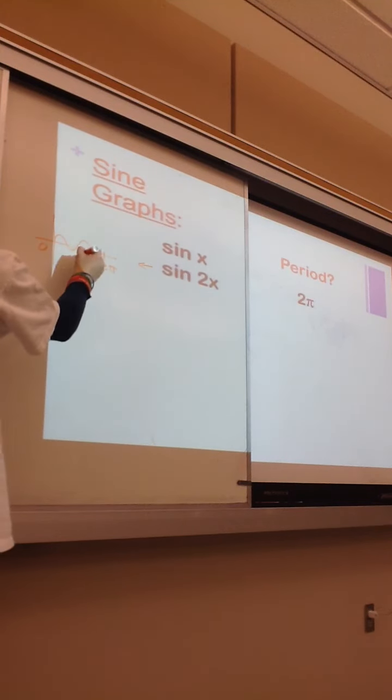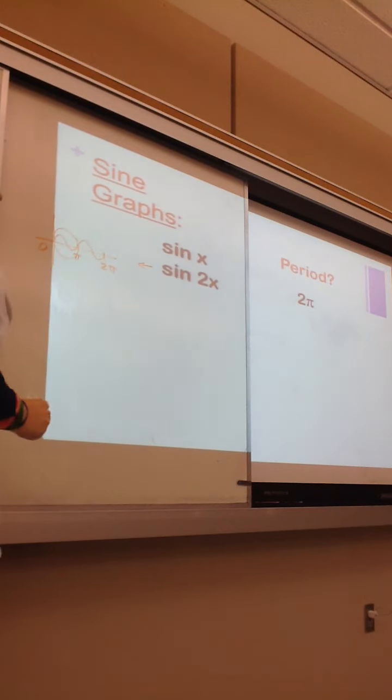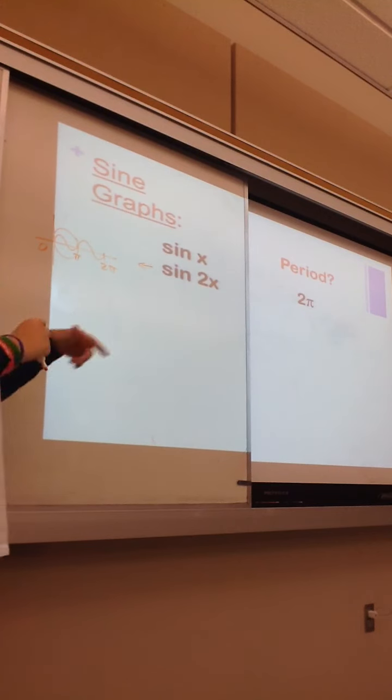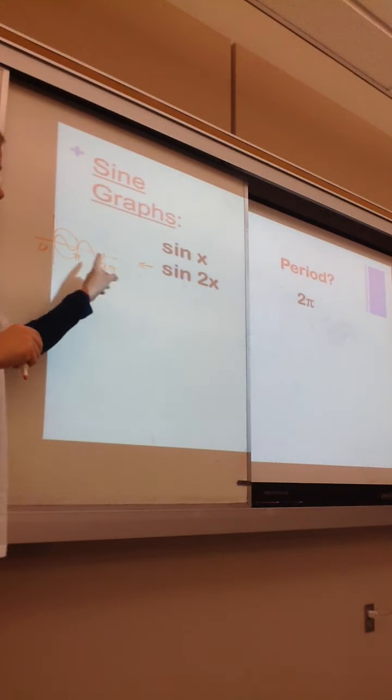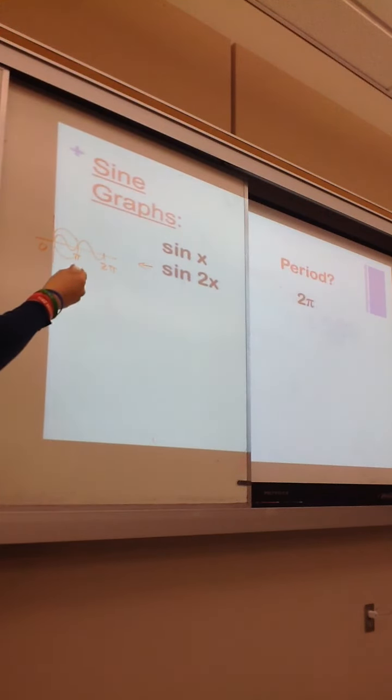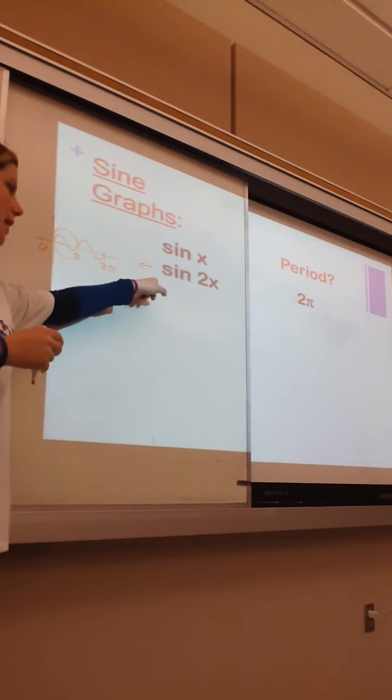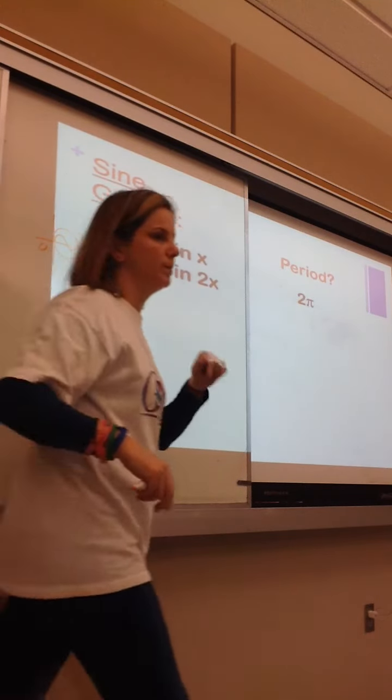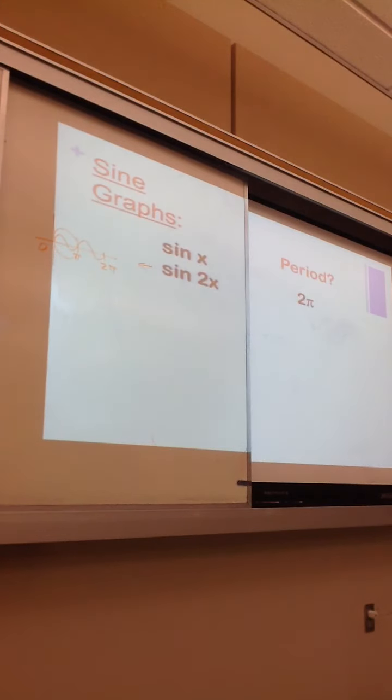So half of that is pi. So our period is pi: 2 pi divided by 2. In order to see one complete period, it takes half the amount of time, not double the time. Okay? Let's do another one. The period is pi.